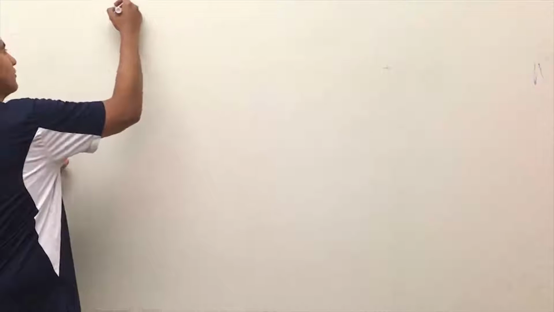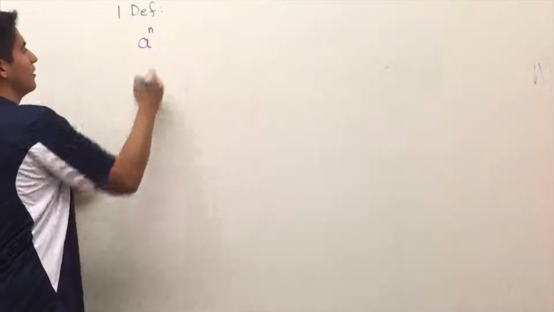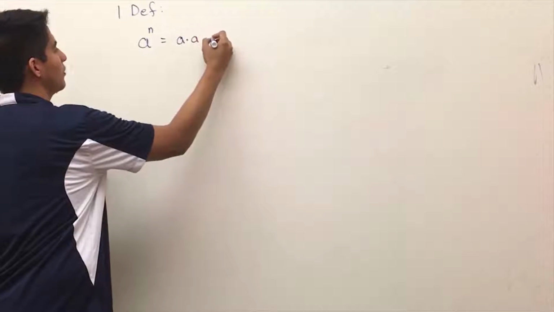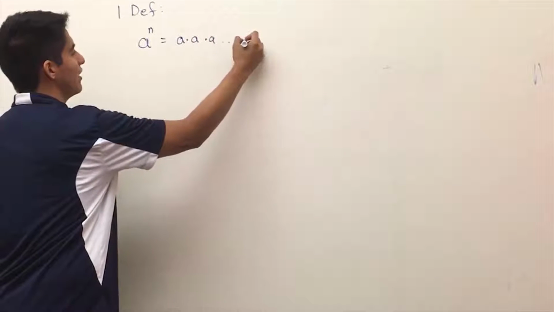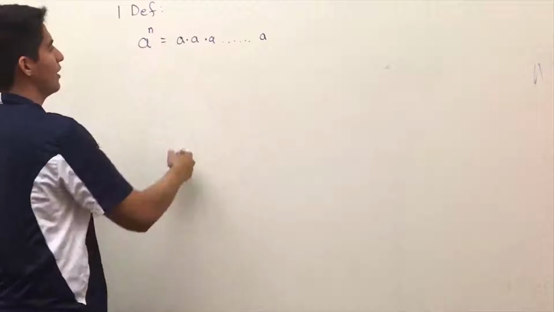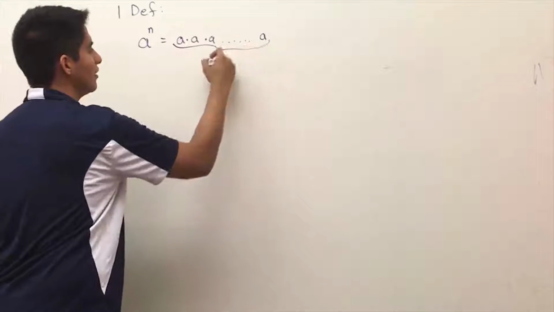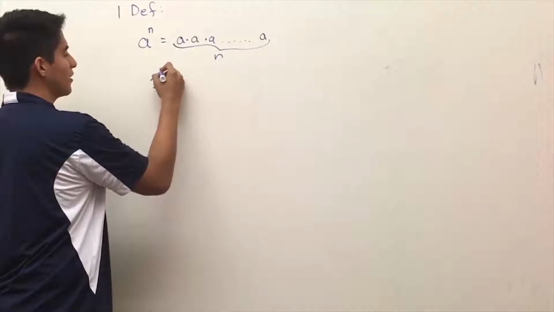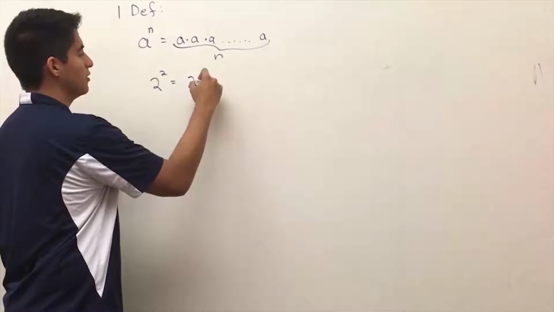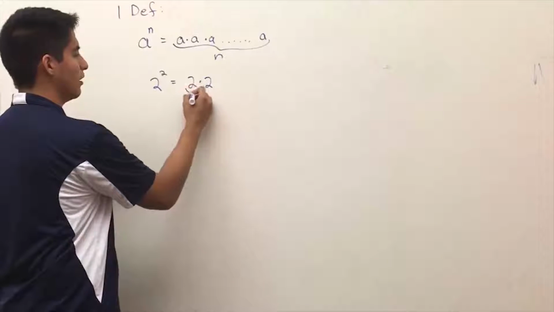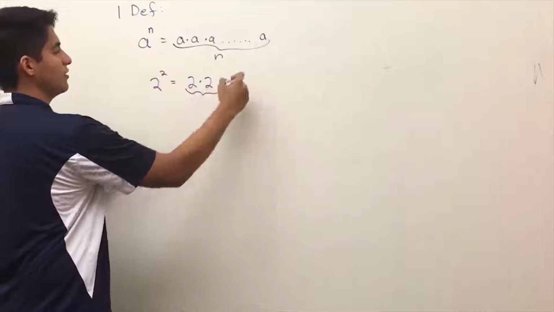First definition, a to the n power means multiplying a by itself n times. We're multiplying until we have n amount of a's. For example, we have 2 to the second power. It is 2 times 2. Notice how our n here is 2.